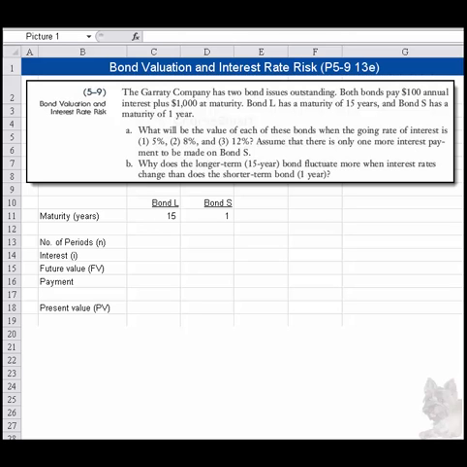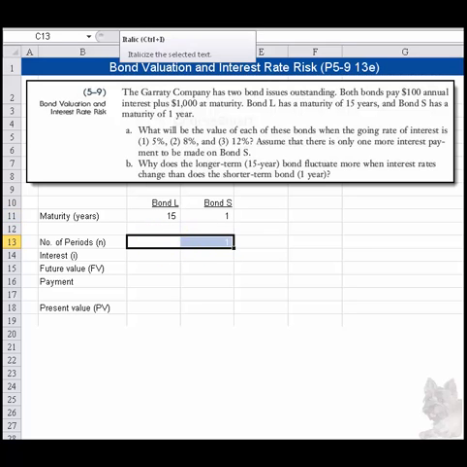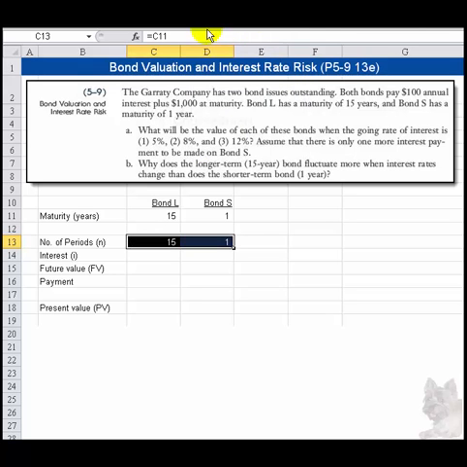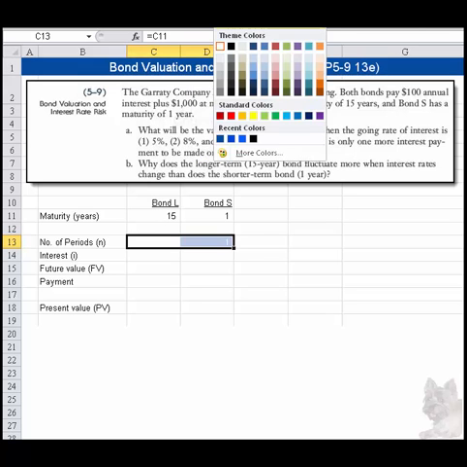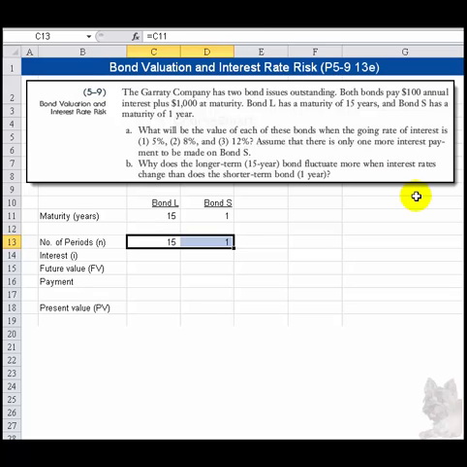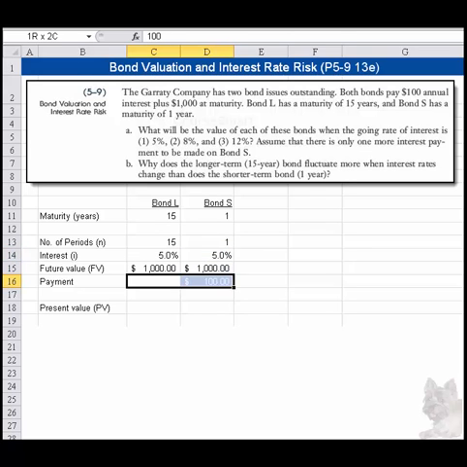Alright, I've staged the problem in front of you, and we see that bond maturity of L is 15 and S is 1. So those are the number of periods. Okay, so the interest then is 5% for part 1, A1. The future value of both bonds is $1,000, and they tell us that the payment is $100. So what we've got to do is solve for the present value.